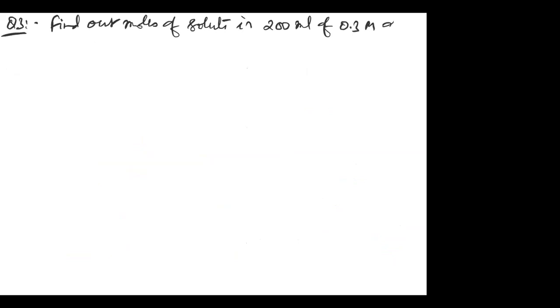Third question: find out the moles of solute in 200 milliliter of 0.3 molar aqueous solution of HCl. Here molarity is given and volume is given, and you have to find the number of moles.